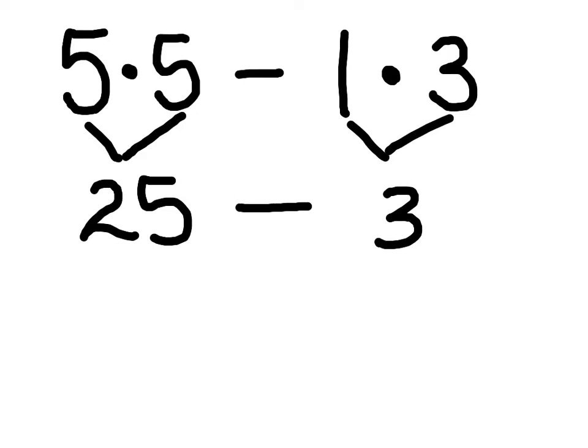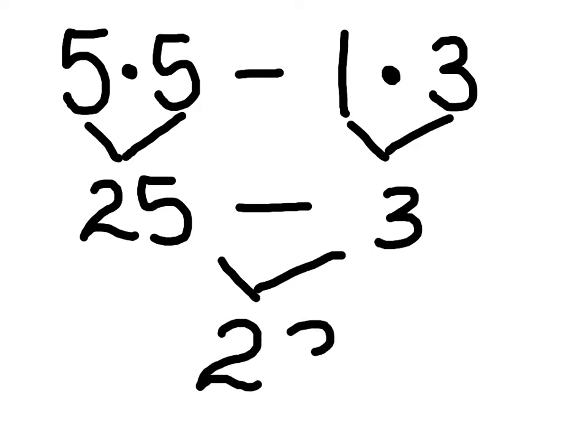Do you want to do any parens? No parens. Okay, so 5 times 5. Oops, I forgot the number sign for number 1. That's all right. And so then 25 minus 3 is 22.